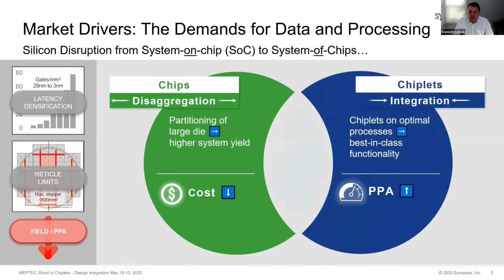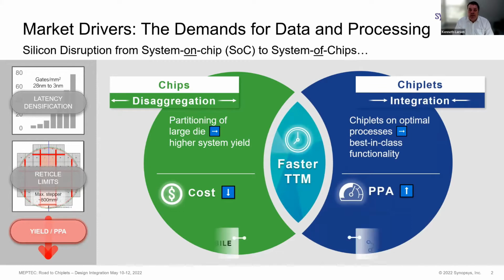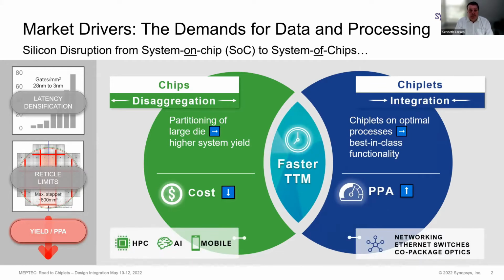And then we also have, on the flip side, integration. So we disaggregate large chips into smaller parts, and then we reintegrate them into a system, a heterogeneous system, where each of the individual parts could be optimized within the node that's providing the best performance, for example, or the best-in-class functionality. So these are the areas our customers have been working on for quite some time.